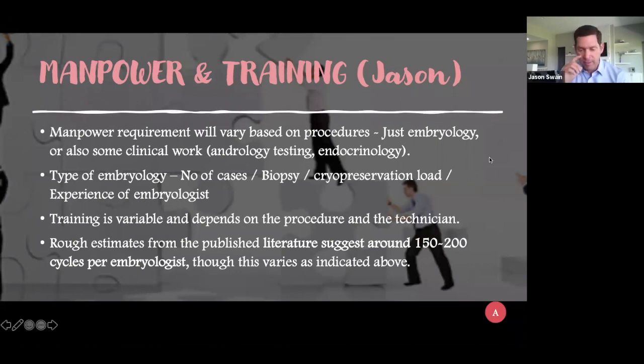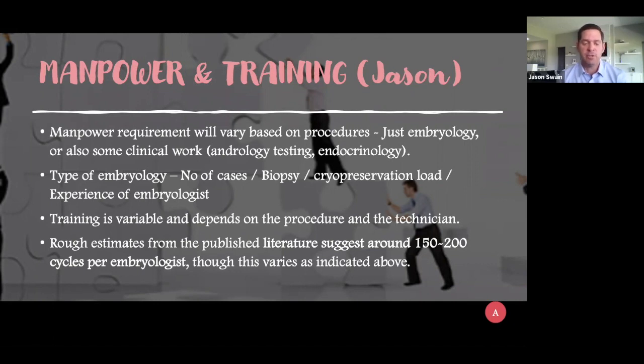For example, we're a very biopsy-heavy program. We do a lot of PGTA. It means a lot of cryopreservation or vitrification, a lot of frozen embryo transfers. So that plays into our equation. So it's really hard to find a one-size-fits-all approach.